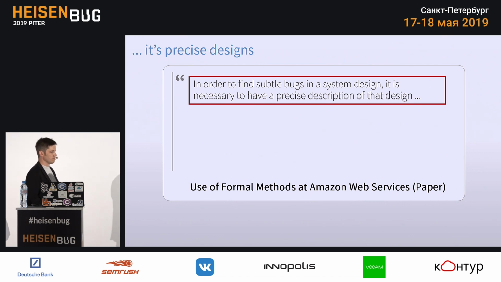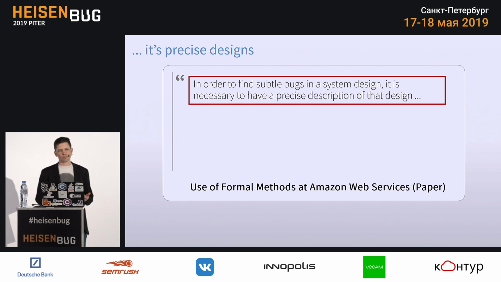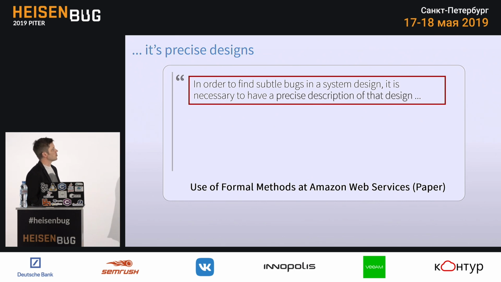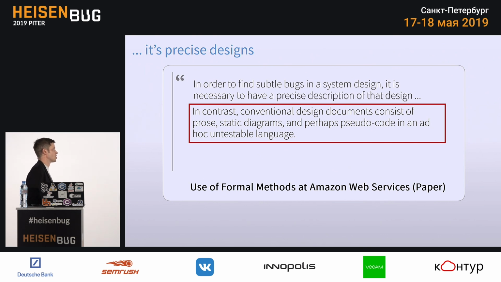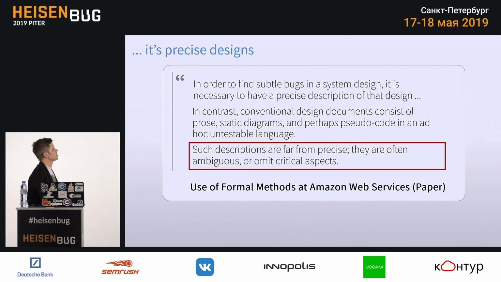So it's not all about correctness. It's also about designing. It's also helping you use abstract concepts and a more abstract language to have precision in your designs. In order to find subtle bugs in a system design, it is necessary to have a precise description of that design. In contrast, conventional design documents consist of prose, static diagrams, and perhaps pseudocode in an ad hoc and untestable language. Such descriptions are far from precise. They are often ambiguous or omit critical aspects. If you go to the wiki for Apache Kafka, they've got an excellent wiki where they describe in prose all their protocols, and it's a really great way of learning how Kafka works, but it's not enough.